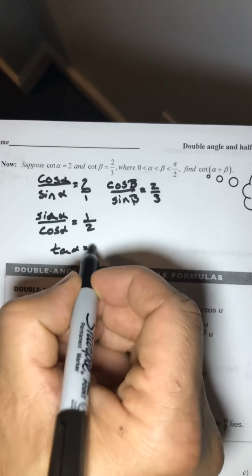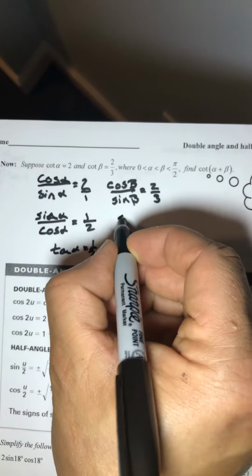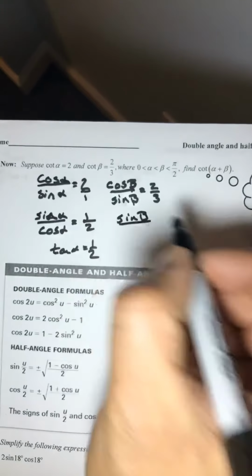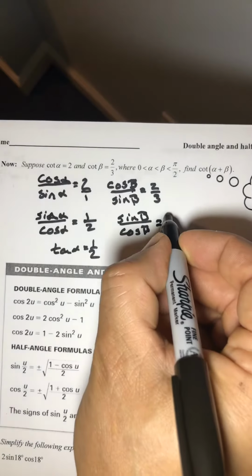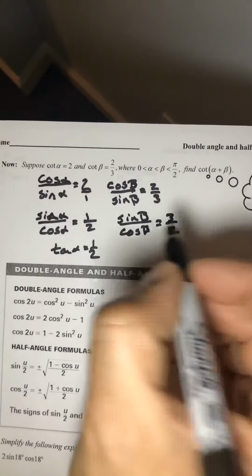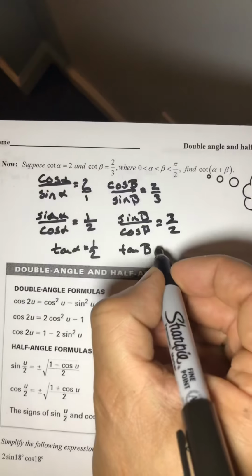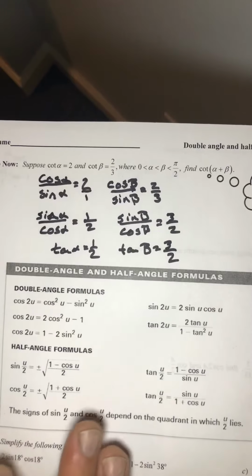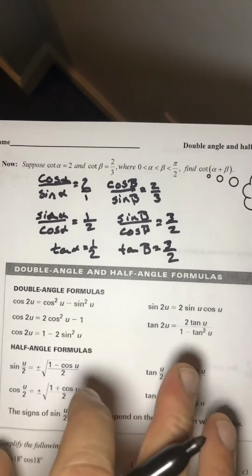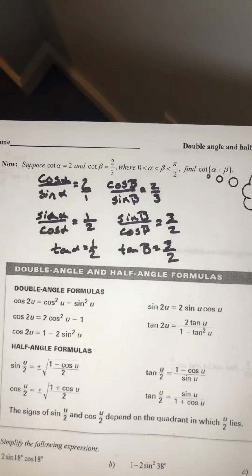So we got the tan of alpha equaling 1/2. Same thing, flip both of these, and that's 3 over 2. So therefore I also know that the tan beta is 3 over 2. Alright, so now I know tan alpha and tan beta, and they're asking us to find the cotan of alpha plus beta.